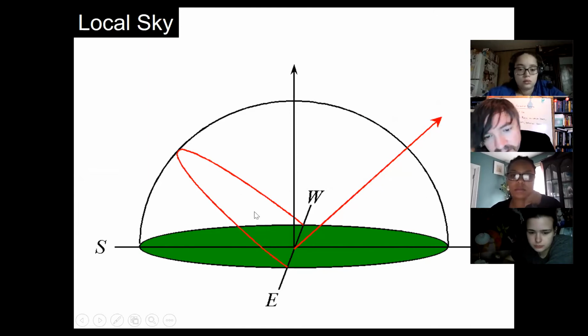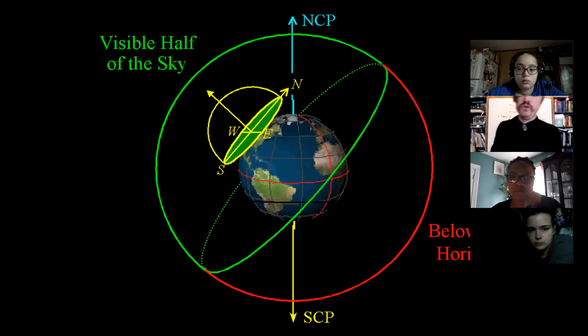That's very frustrating. But if you're at sea or in a desert, on a flat plain, you can see a full dome of the sky. And I have an important lesson to teach you. You can always see 1/2 of the celestial sphere from your local sky.